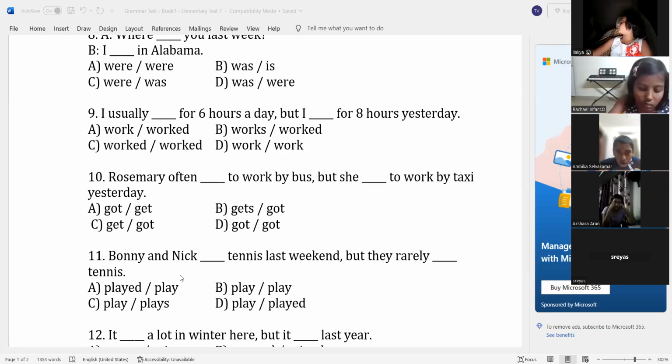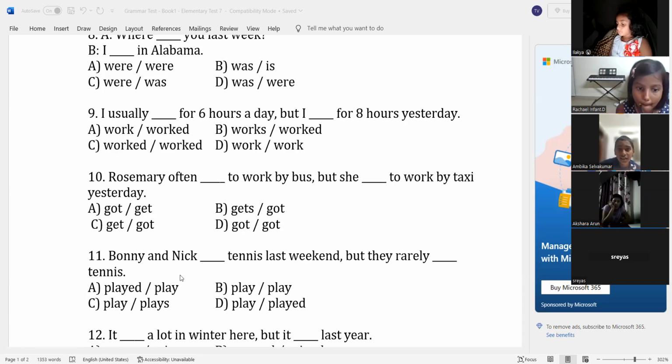Number 11. Bonnie and Nick played tennis last week, but they rarely play tennis. You have to tell me, last weekend is there for the first blank. Answer A, B, C, or D? A is the right answer. Bonnie and Nick played tennis last weekend. Very good. But they rarely play tennis. Only last weekend they played. 11 is A. Superb answer.